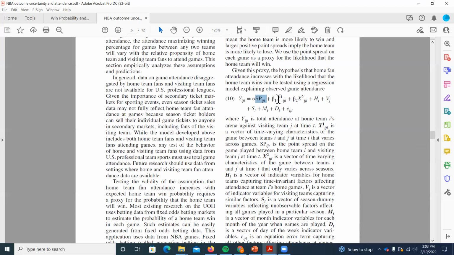So they're going to use this point spread as a measure of, going into the game, how much Las Vegas or these companies that are setting betting lines thought the one team is going to win or lose by, right? How mismatched they believed the game was.